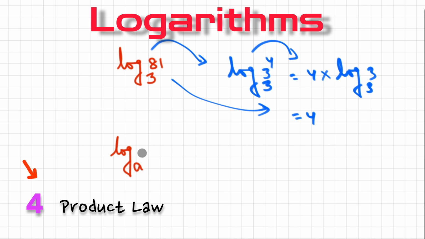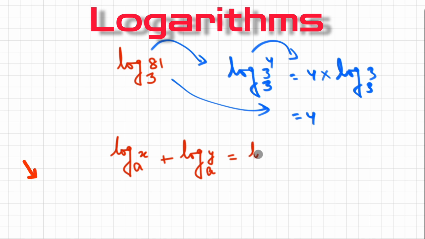Now come to law 4. This is known as the product law. So when we have a product, we can separate it in the form of addition. So this can be written as log a xy.